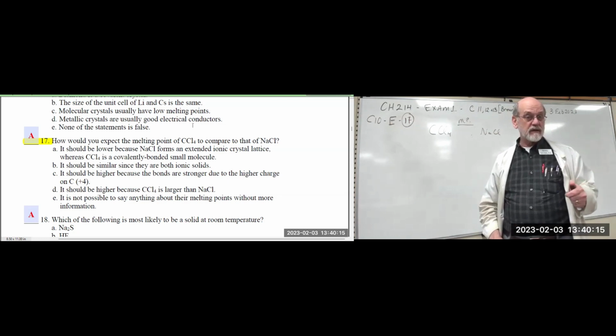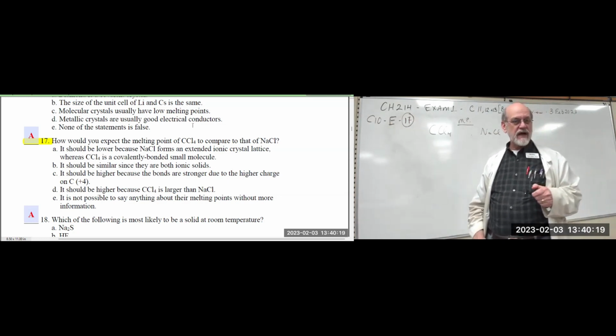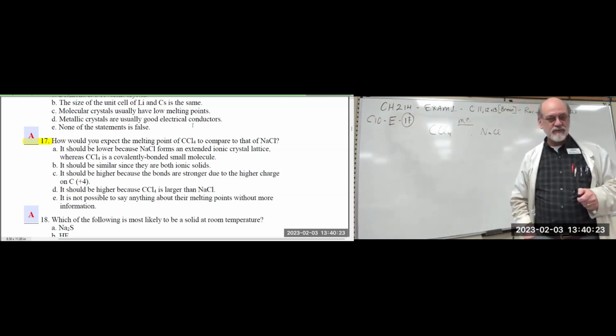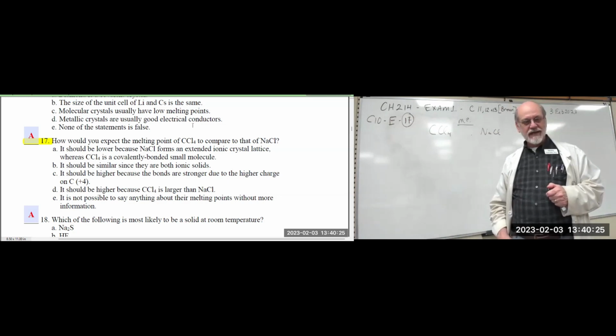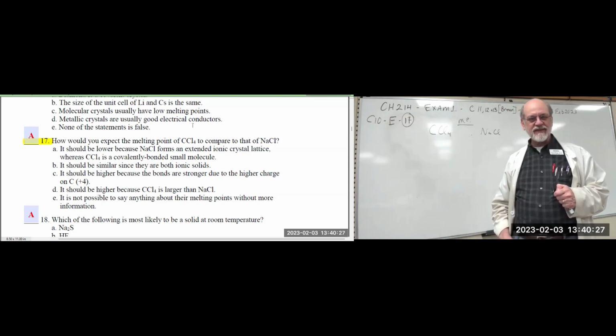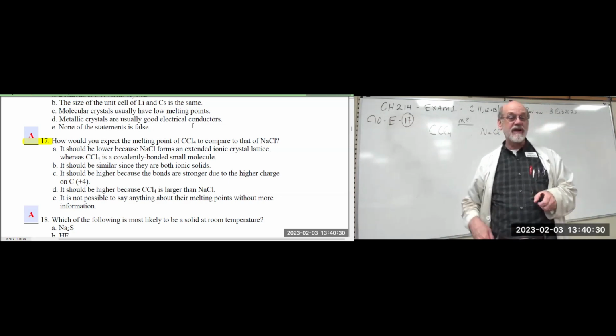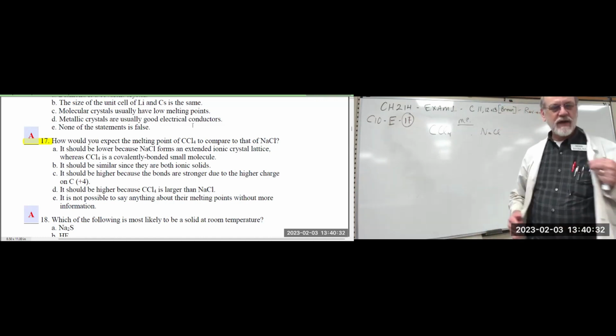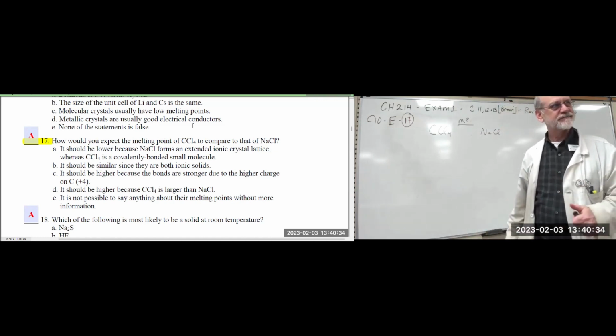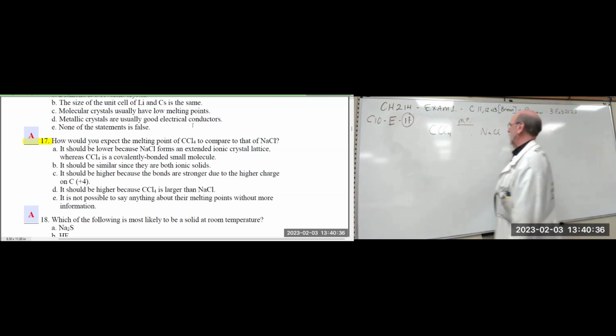We could look at B. It should be similar? No. It should be higher? No. D. It should be higher? No. E. It's not possible to say anything about their melting points without more information. Okay. So that was thrown in there just as a filler. We found our answer.